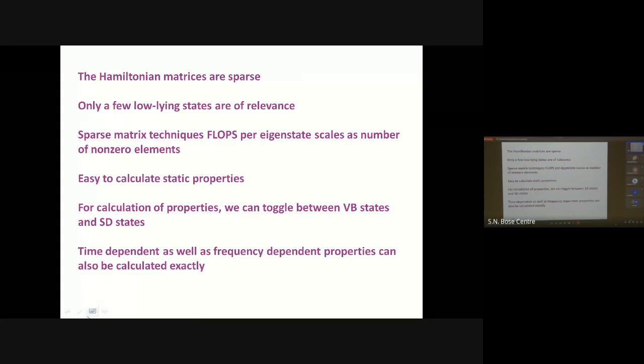The advantage is, even though the dimensions are very large, the Hamiltonians are very, very sparse.